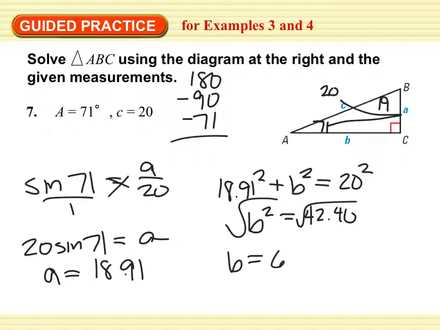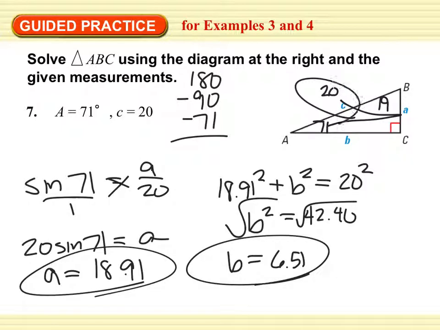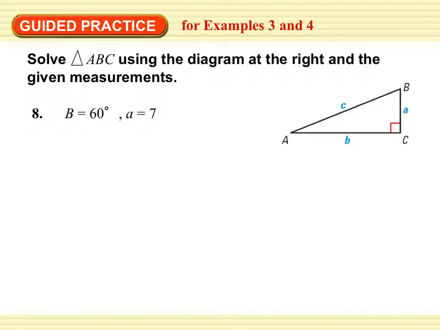B equals 6.51. Got A, B, C was given, two angles, I'm set. One more. B is 60, so this is a special triangle, that means that's 30, and A is 7. I know my special triangle, 30, 60, 2, 1, square root 3. A is 7.